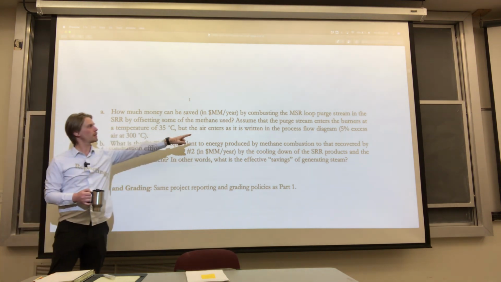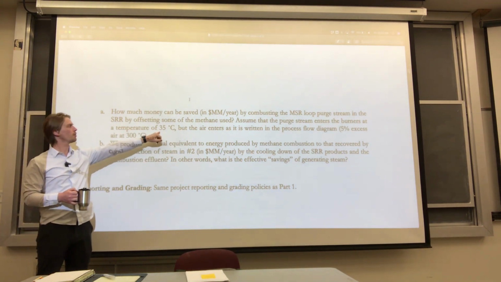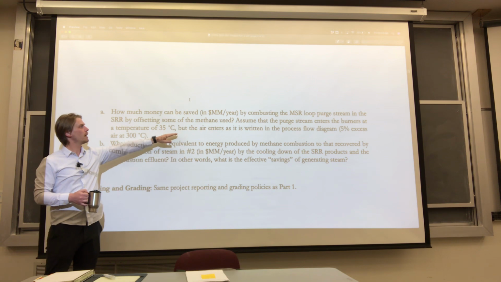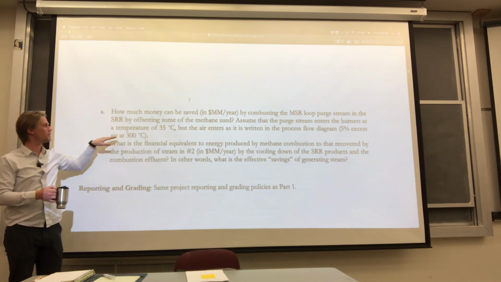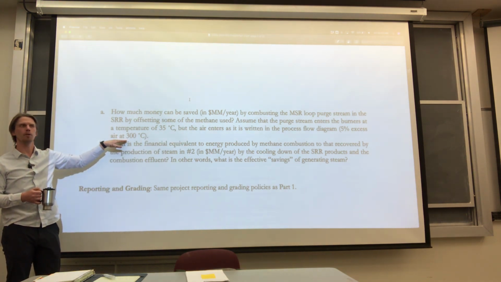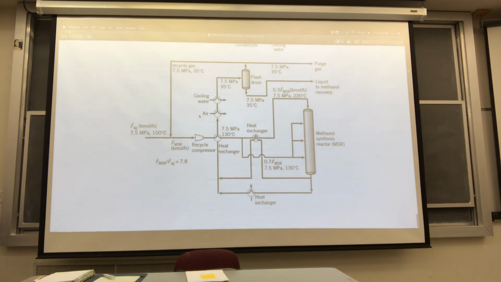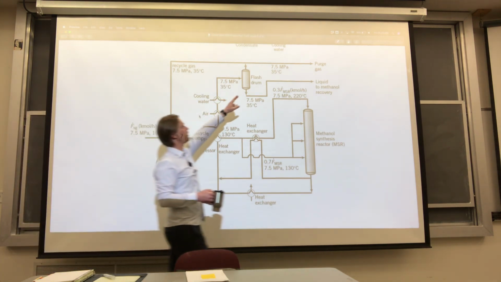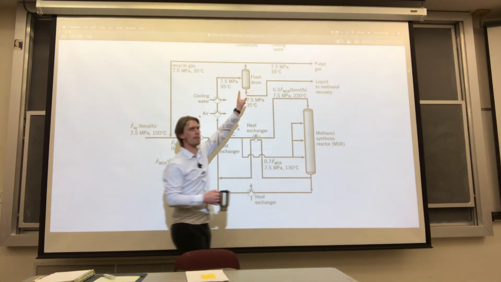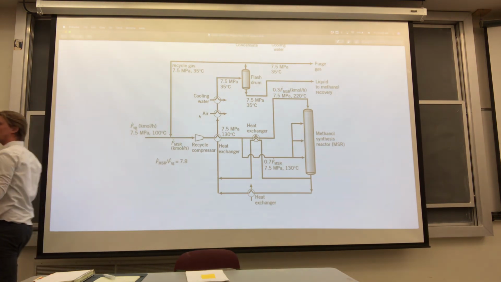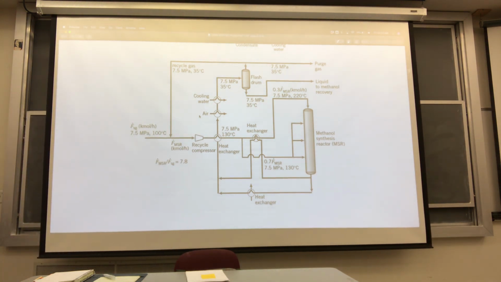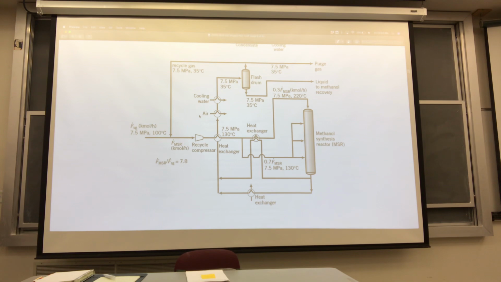So we're going to assume that the purge stream enters the burner at a temperature of 35 degrees C, but the air also enters at 300, just like in the burner for the steam reforming reaction. So what I'm saying in this part here is we're just going to take this gas that's at 35 degrees C that we're purging from the top of our flash drum, right? We need to purge because we need to remove any contaminants and inerts in the chemical process because they can accumulate.